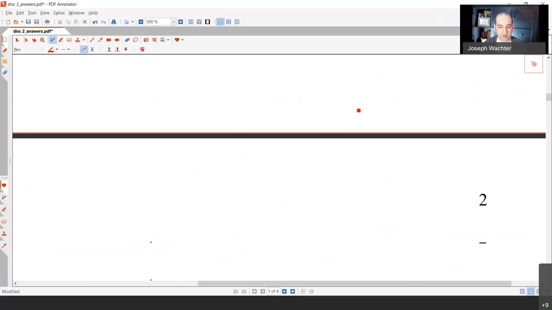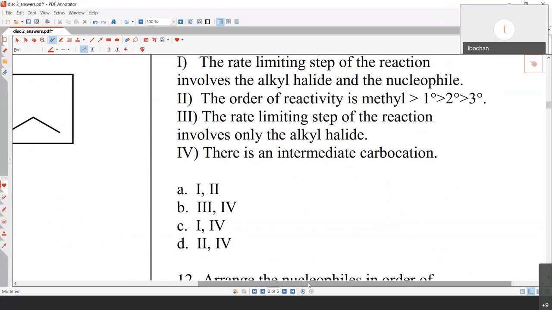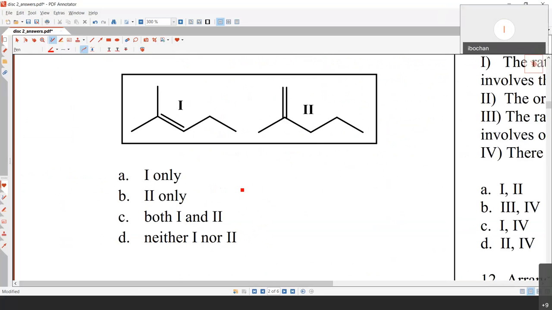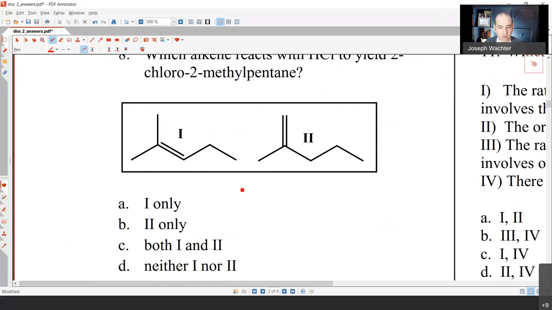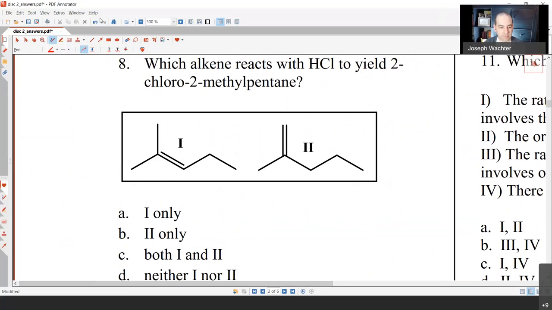Okay, on to two. So same thing. Go ahead and work through that first column, and then we'll go through it together.